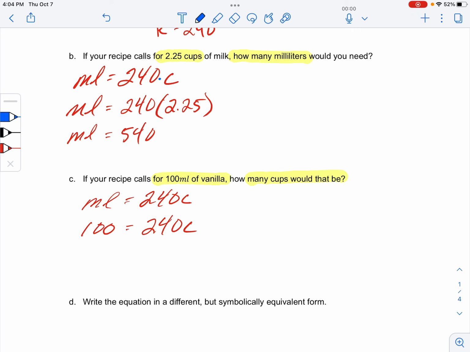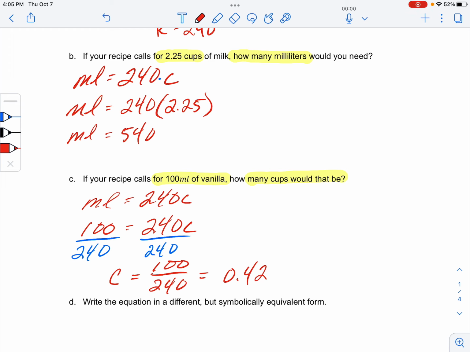So we need to get C by itself. We need to get C equals something. Since those are multiplied together, 240 times C, we can divide by 240. That will leave us with just C on the right side. But whatever we do to one side, we have to do to the other. So C is equal to 100 divided by 240, which is 0.42 approximately. Okay. So 100 milliliters is approximately 0.42 cups.